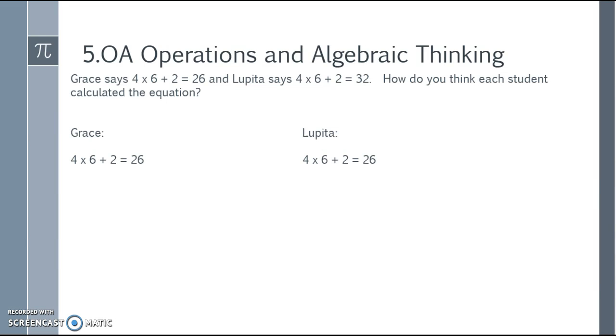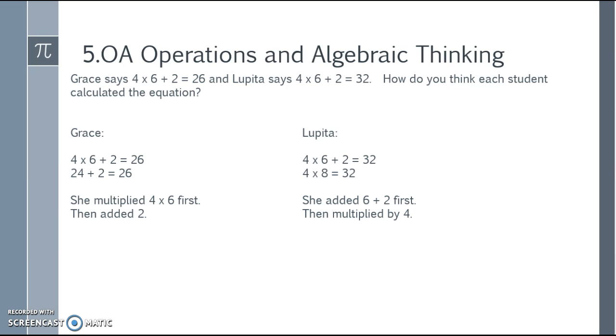So we have Grace and Lupita, the same equation, different solution. Looking at Grace, it appears that she multiplied 4 times 6 first, which is 24, and then added 2 to get 26. However, Lupita looks like she added 6 and 2 first, so 6 plus 2 is 8, and then multiplied that by 4 to get 32.